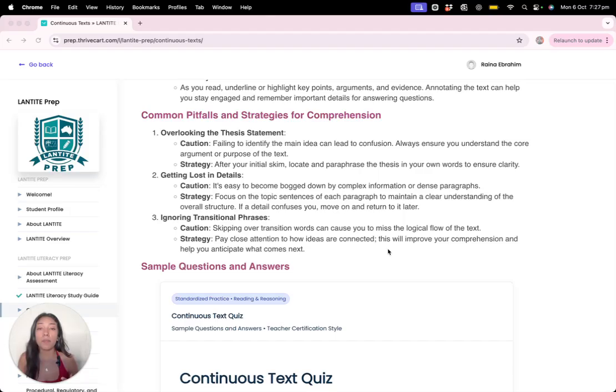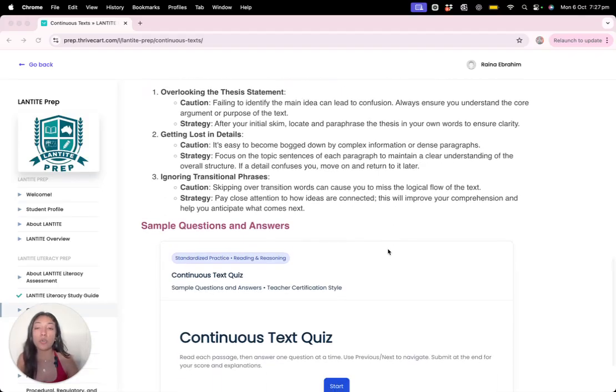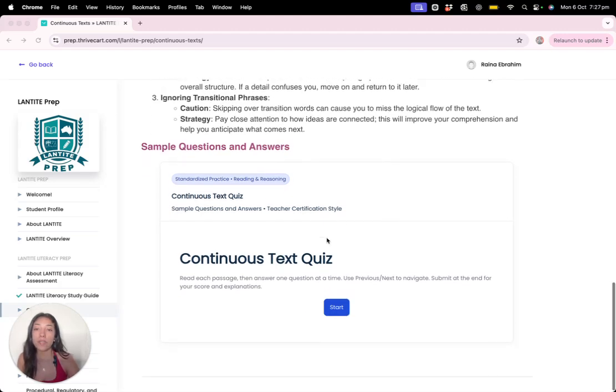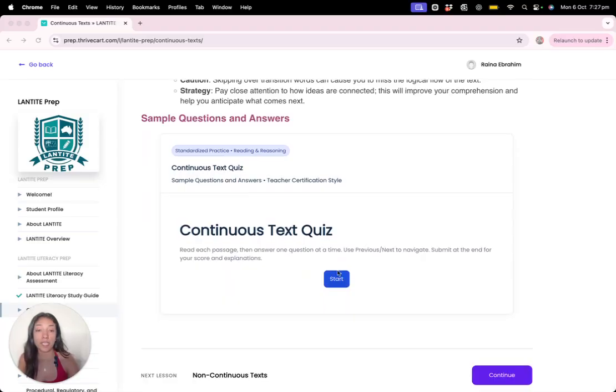It's easy to become bogged down by complex information or dense paragraphs. Focus on the topic sentences of each paragraph to maintain a clear understanding of the overall structure. If a detail confuses you, move on and return to it later. Then lastly, ignoring transitional phrases. Skipping over transition words can cause you to miss the logical flow of the text. So pay close attention to how ideas are connected, and this will improve your comprehension and help you anticipate what comes next. Now that we've gone quickly over that, we're going to start our continuous text.